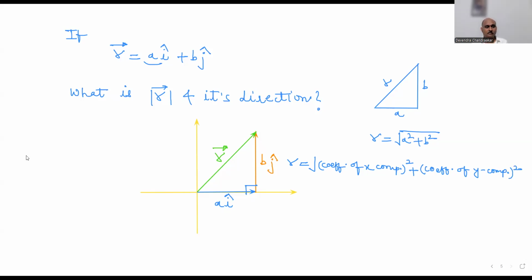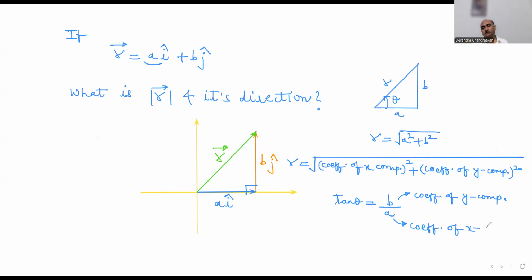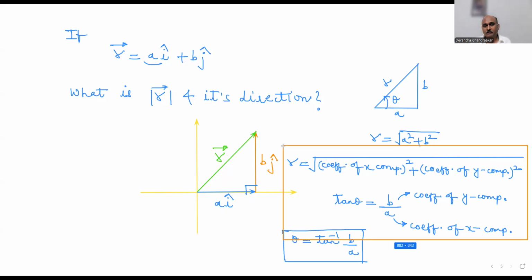Okay. The root of this gives us the magnitude of vector R. Clear, all of you, yes or no? Yes. And this angle theta, the direction of it, is tan theta equal to B upon A. This is the coefficient of the Y component, and this is the coefficient of the X component, right? Or theta is tan inverse of B over A. I hope all of you understood this. Yes or no? Yes.